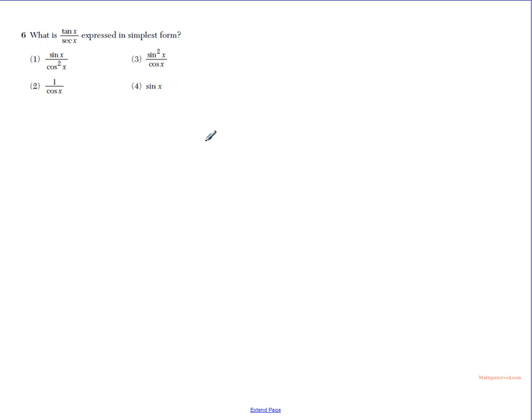Question 6. It says, what is tan x over secant x expressed in simplest form? Now, they're the mom and pops of all trig functions, the two trig functions that all the other trig functions came from, and they are sine, this is the mom, and cosine, this is the pop. So whenever I'm simplifying trig functions, I always express my trig functions as these two.